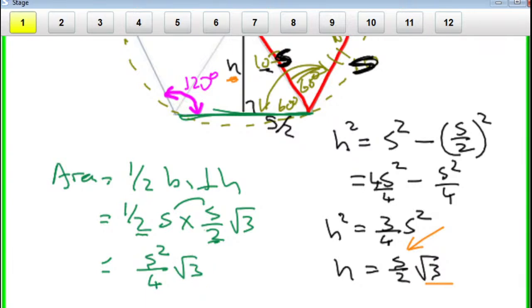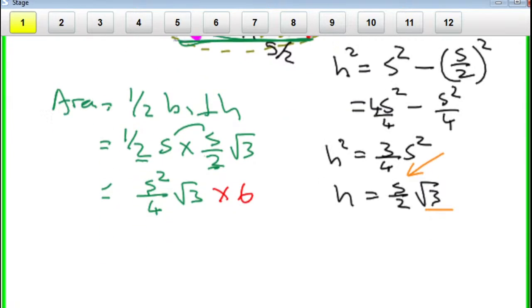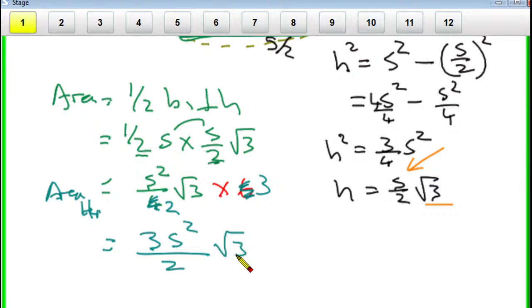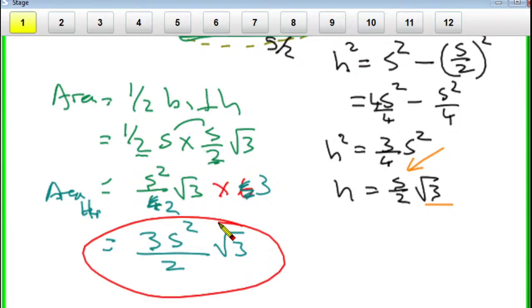However, bear in mind that is the area of one of the triangles. So we still need to multiply by 6. There are 6 triangles. So the area of the hexagon is going to be equal to, 2 goes into 4 twice and 2 goes into 6 3 times, so it will give you 3S squared over 2 times the square root of 3. And there you now have a formula for the area of a hexagon.